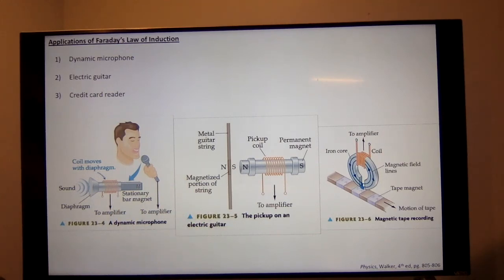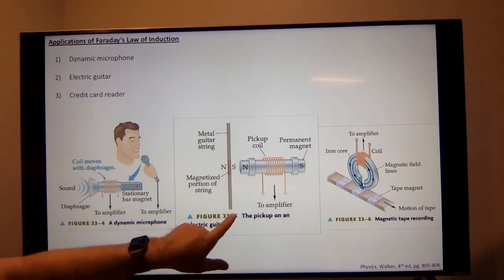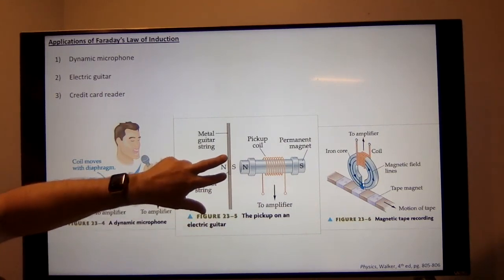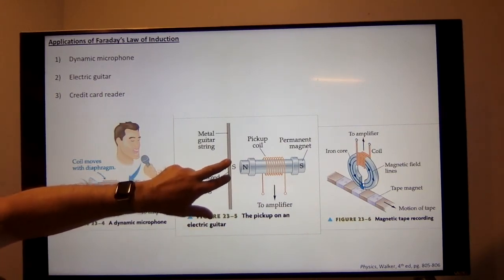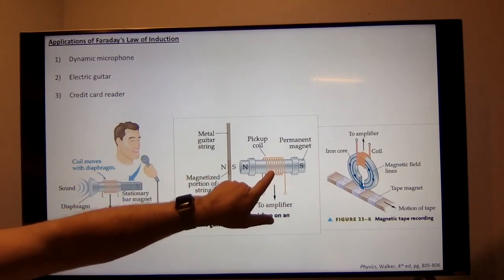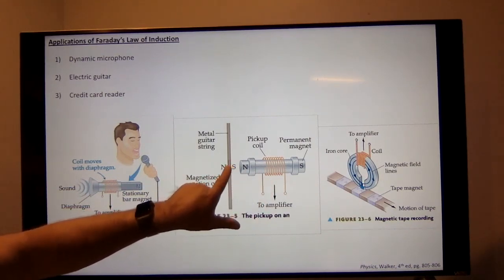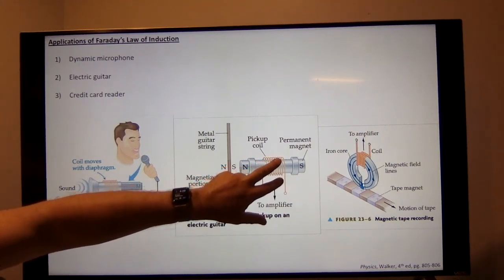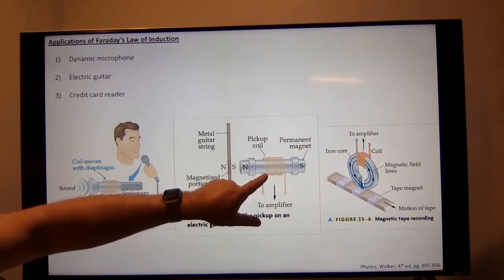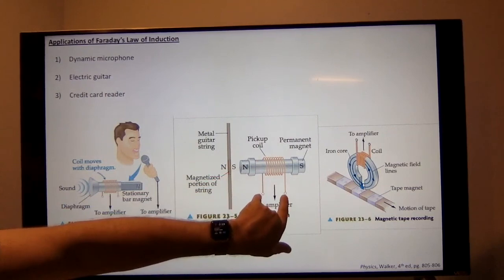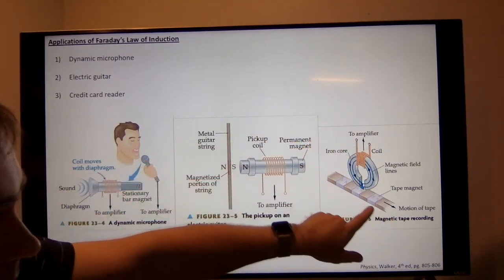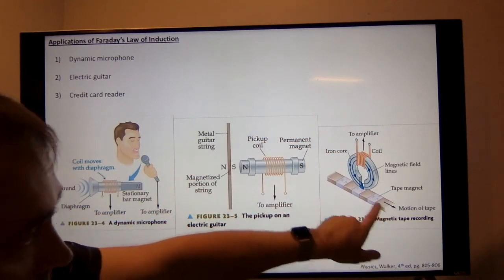Similar sort of thing for an electric guitar. There is a little magnetized portion of the string that is sitting near a coil of wire, and as this vibrates back and forth, it's not unlike what's happening here. The magnetic flux is changing through this coil of wire, which means you're going to get an electrical signal that's changing.